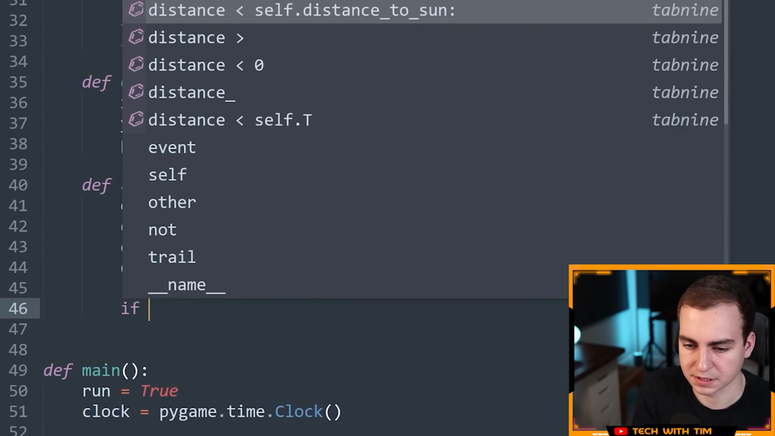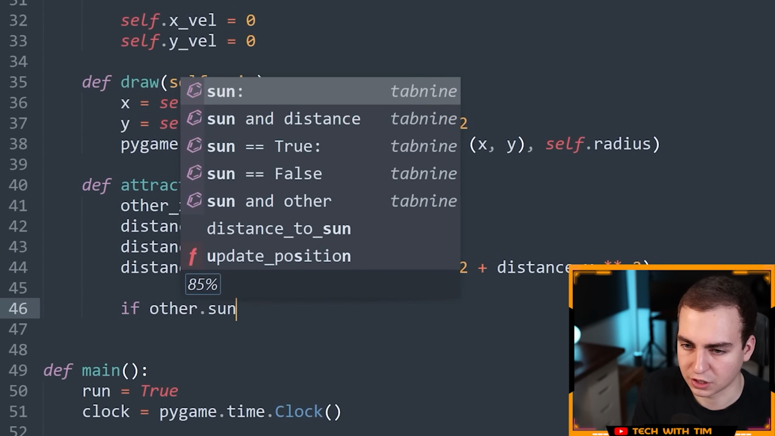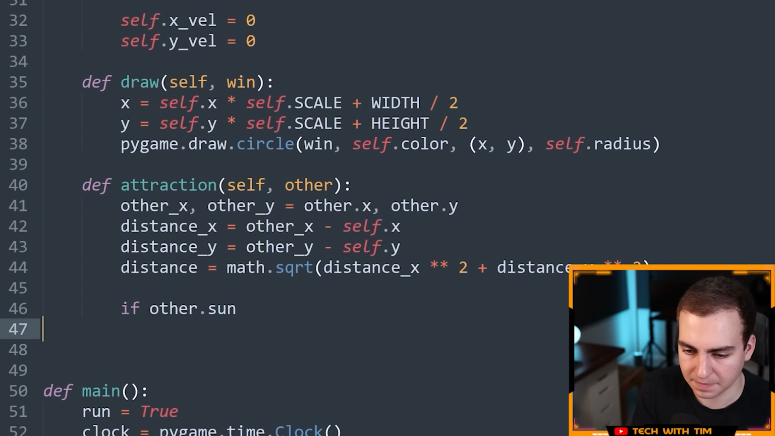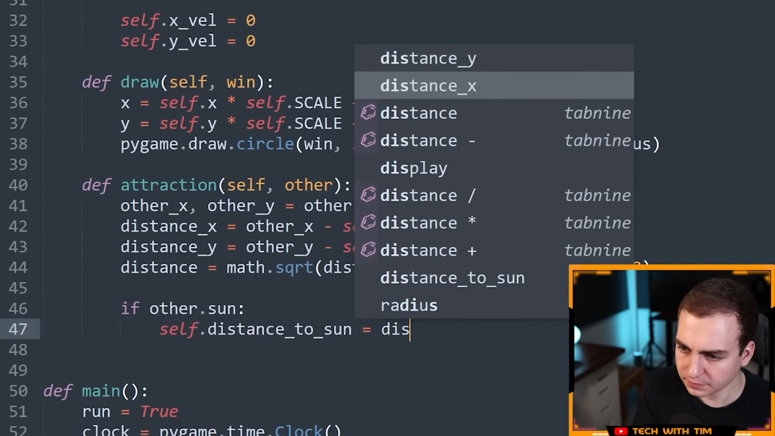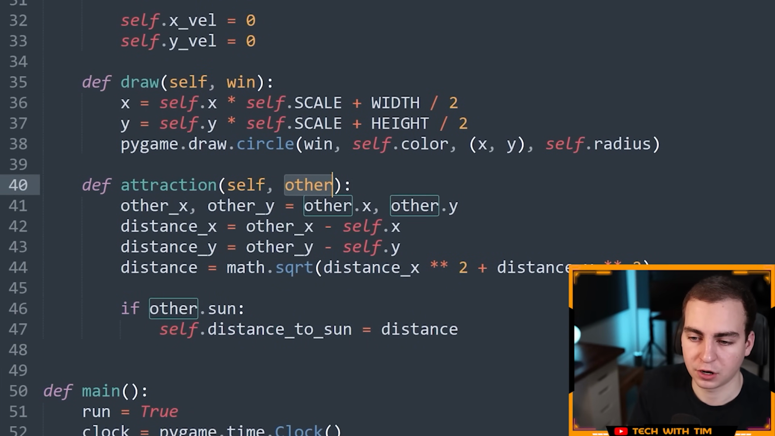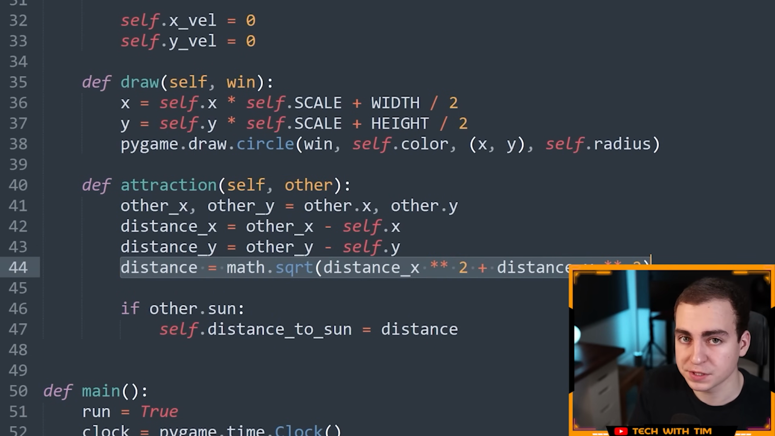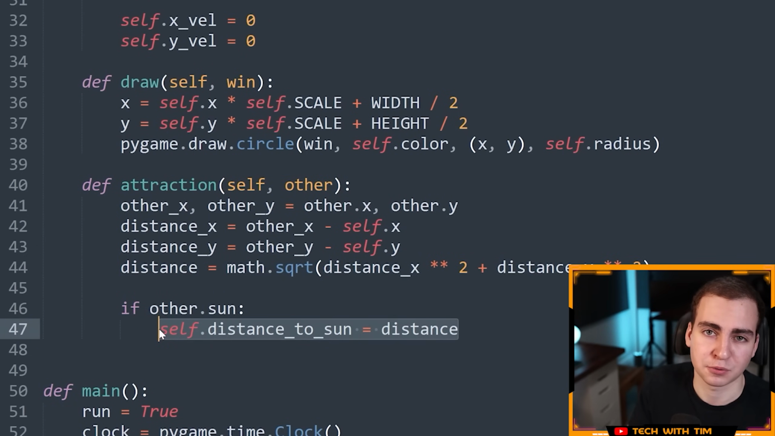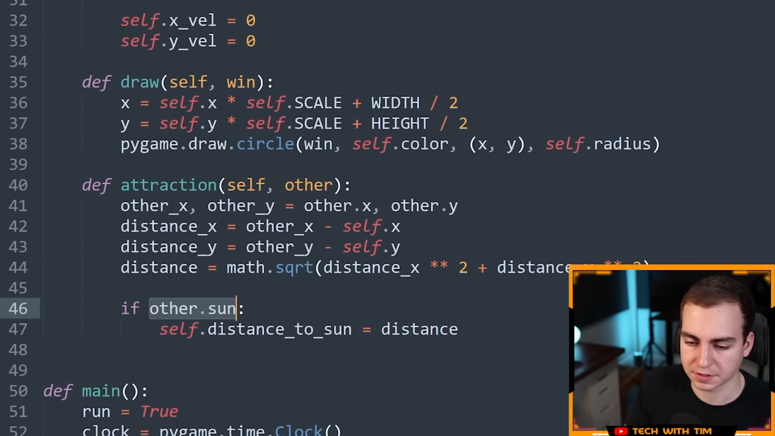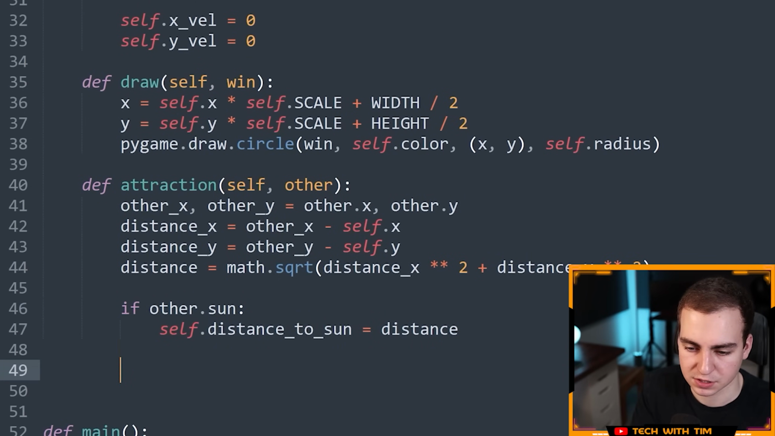Now, the first thing I'm going to do is say if other.sun, then I'm going to say self.distance_to_sun is equal to distance. Now, the reason I'm doing this is because if the other object that we're calculating the force of attraction with is the sun, I just calculated the distance to the sun, and I just want to update the distance to sun property here so that I can use that when I actually want to draw the distance to the sun on top of the planet. Again, we're just checking, is the other object the sun? If it is, okay, we know the distance, so let's just plug that in and save that value inside of the class. That way we're not recalculating it later on, we already have the value.